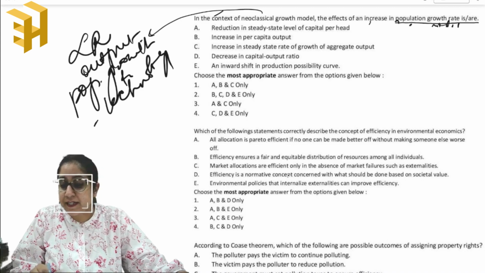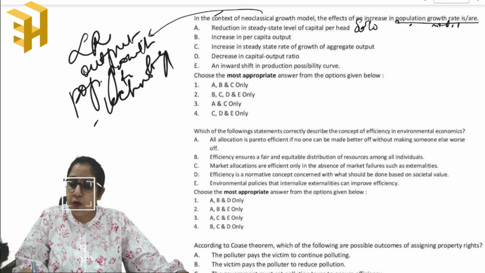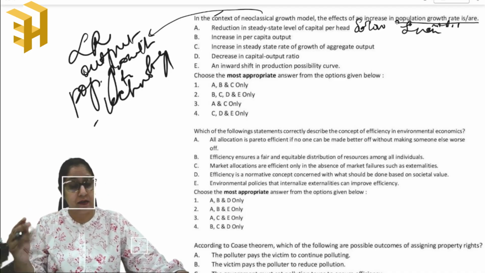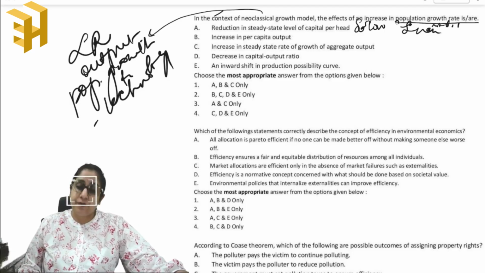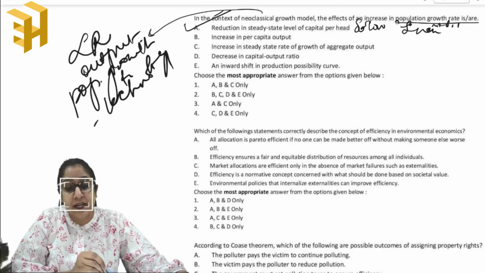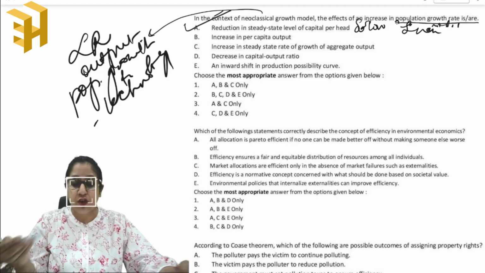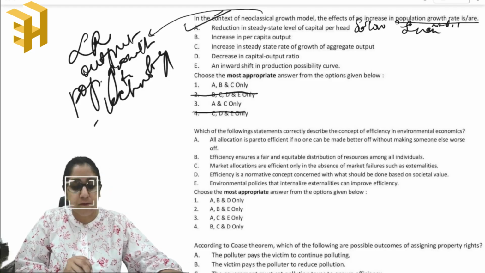Reduction in steady state level of capital per head. Now, according to Solow-Swan model, right, as the population is increasing, the capital available per head falls. Right? So yes, there is a reduction in your steady state level of capital per head. So A should be there. So we can strike out 2, we can strike out 4.